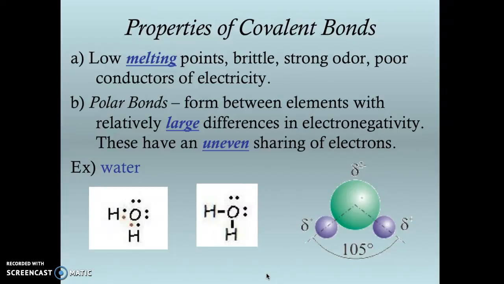The polar bonds have an uneven sharing of electrons. So water is a good example of this. When you have water, the oxygen atom has a higher electronegativity than, say, these two hydrogen atoms. So the oxygen would pull the electrons towards itself more in that bond, giving it a partial negative charge, and the hydrogens would then end up with a partial positive charge. So that is polar. You get partial charges. Remember, it's not the same as ionic where you get these full positive and negative charges. These are just partial charges.